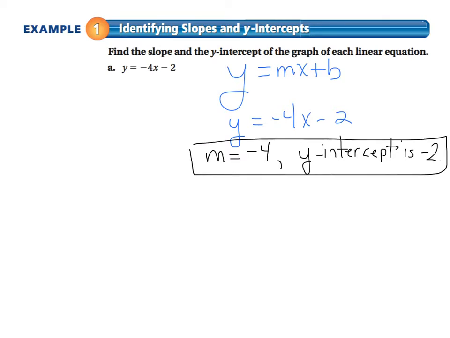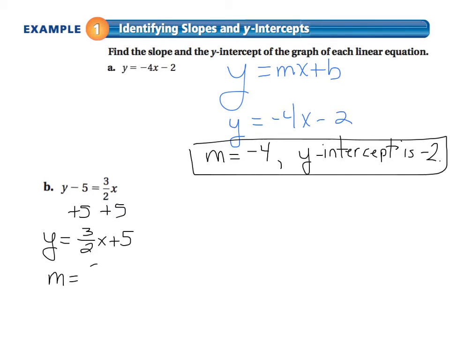Pretty easy. So we're going to look at example B right here. Example B, we want to find the exact same thing, the slope and the y-intercept. Here's the problem. The y is not by itself. You must solve the equation in terms of y. So I would have to add 5 to both sides. That would give me y equals 3 halves x plus 5. Now you also could have 5 plus 3 halves x. You just have to make sure you note that the coefficient of x is your slope. In this case, the slope is 3 halves. The y-intercept is 5.